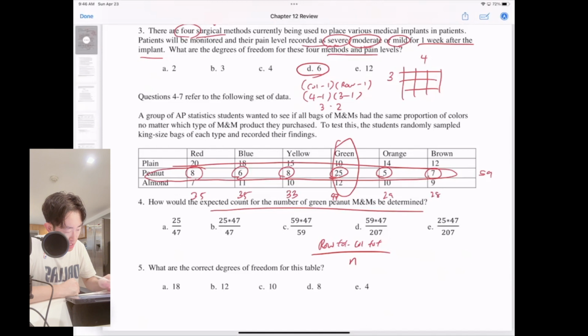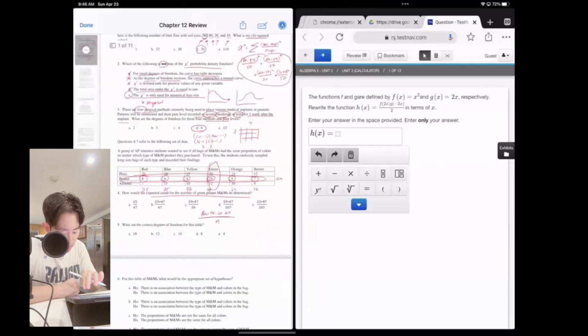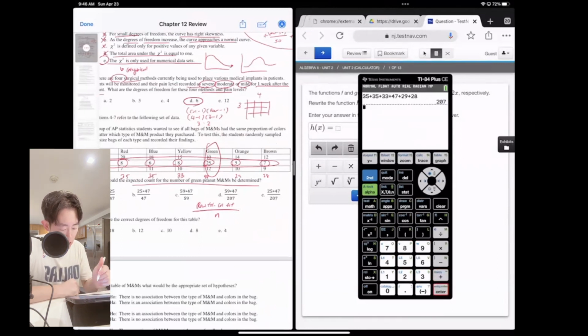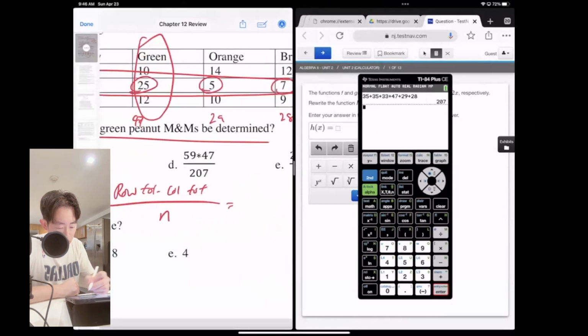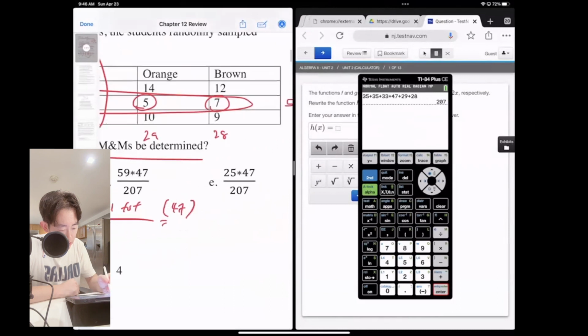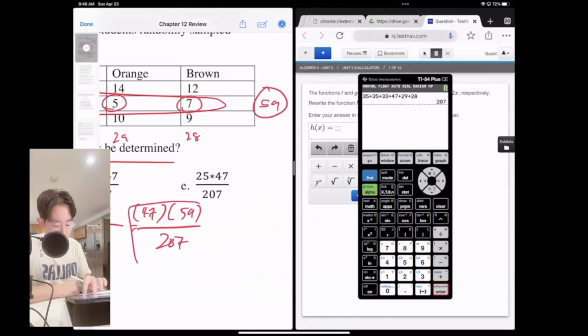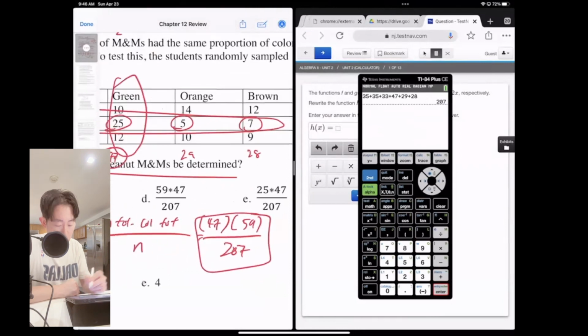So I'm going to rely on my calculator here for a bit. So to find out the total, 35 plus 35 plus 33 plus 47 plus 29 plus 28. So I get total n to be 207 for this one. So if you recall, our column total was 47, our row total was 59, and our n value, which you can see in the calculator, is 207. So I'm literally looking for this, which I believe the correct answer here matches with D.